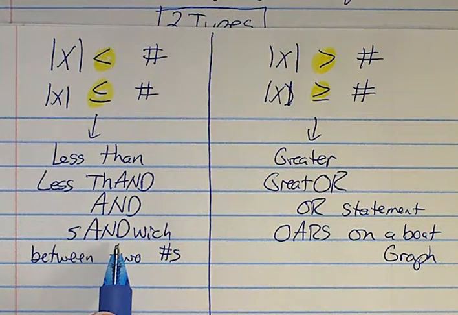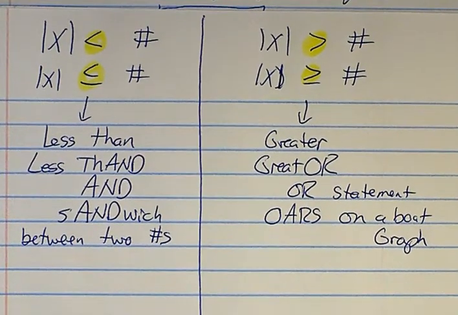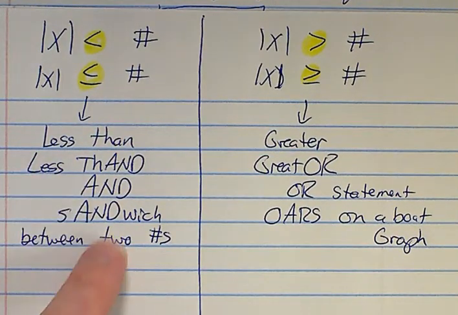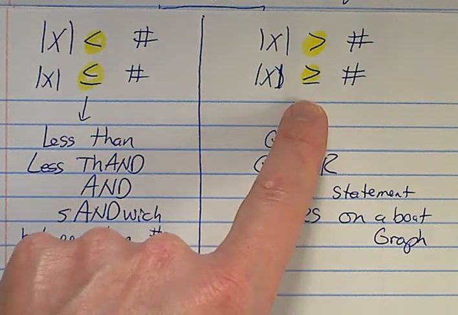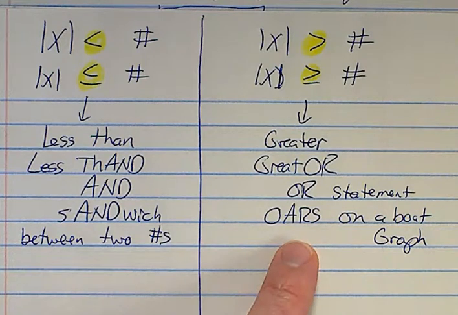This one, again, it's a sandwich one because you're going to have 2 points and you're going to sandwich and basically shade in everything in the middle of this thing. So if you have absolute value of x less than, it's an and statement, which means you're going to sandwich it between 2 numbers. If it's greater, it's an or statement, and it should look like oars on a boat.